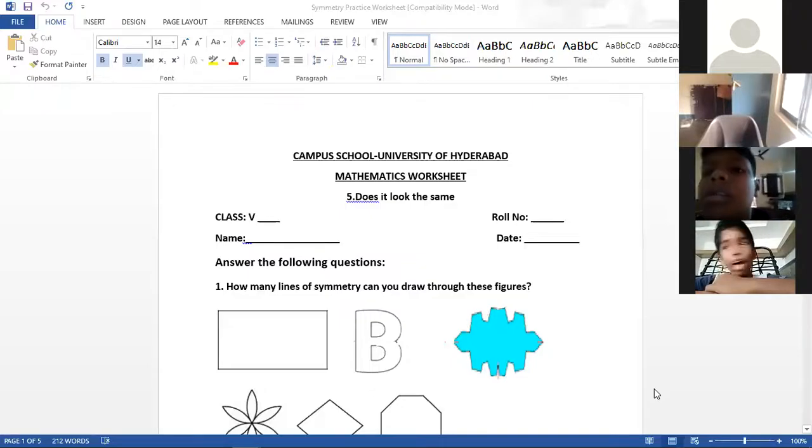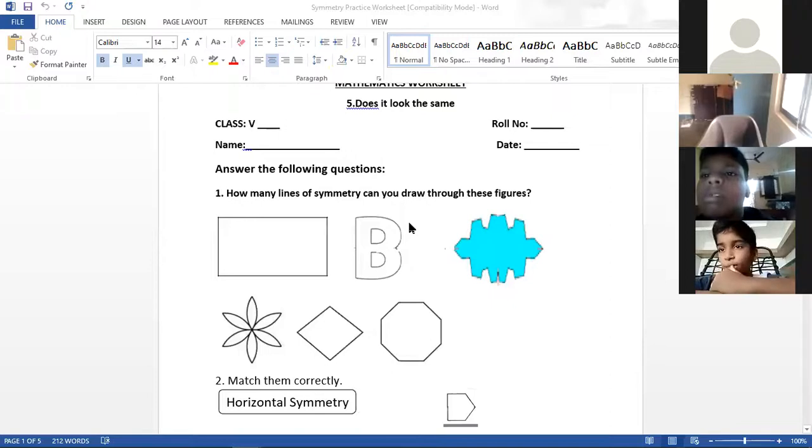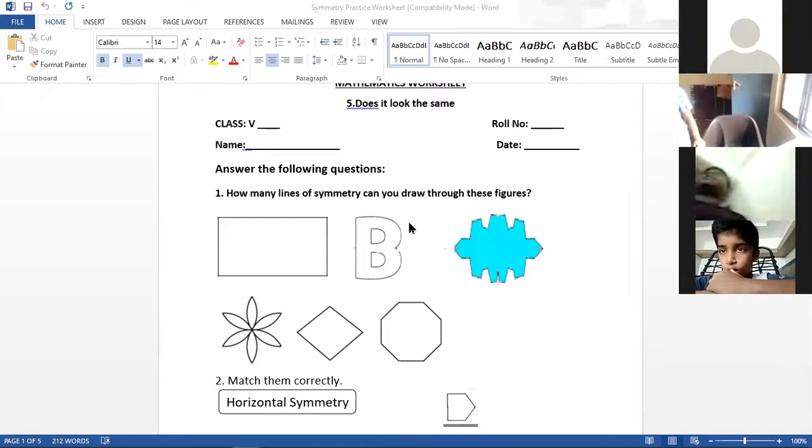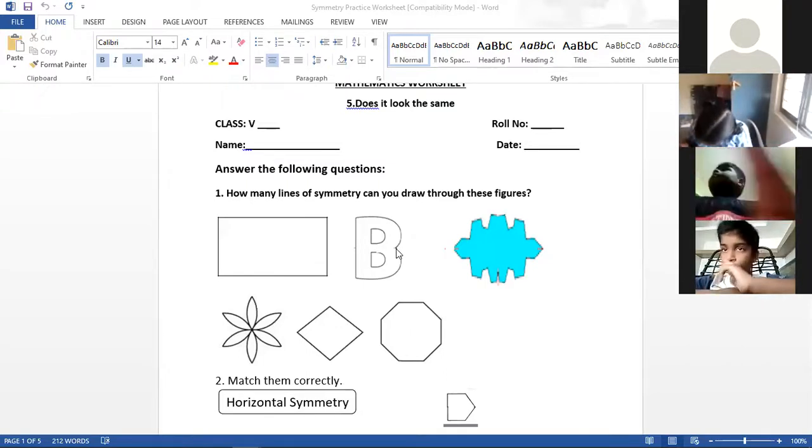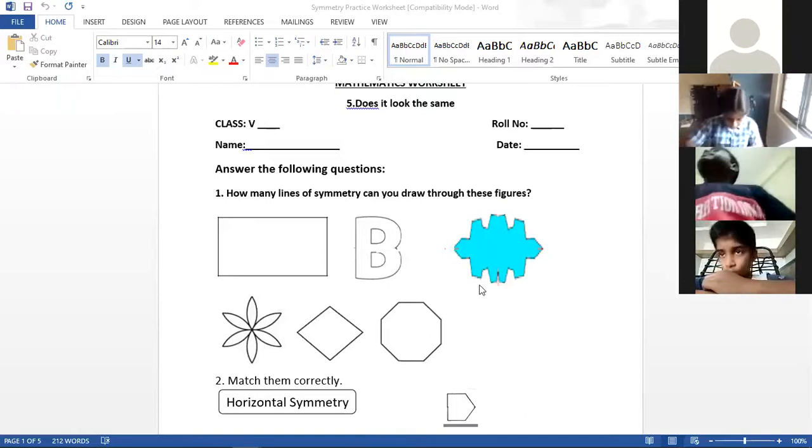See, this is a worksheet. Sir, should we write that? No, I will share this worksheet. How many lines of symmetry can you draw for this? When you share it, then we should write. Yes, you have to write. A rectangle can have 2 lines of symmetry. B, the alphabet, has only one horizontal symmetry. This diagram has 2 lines of symmetry.